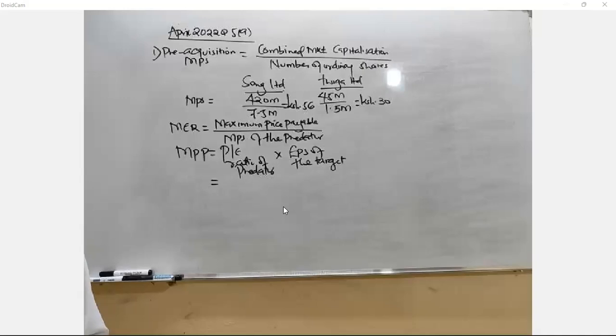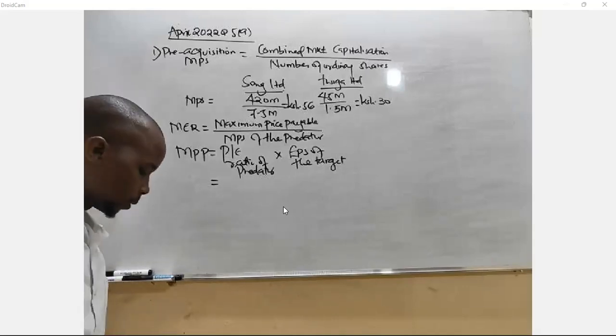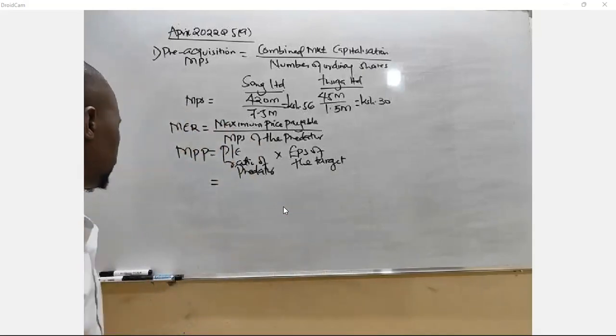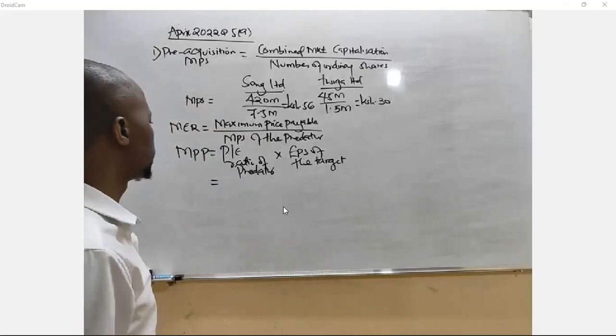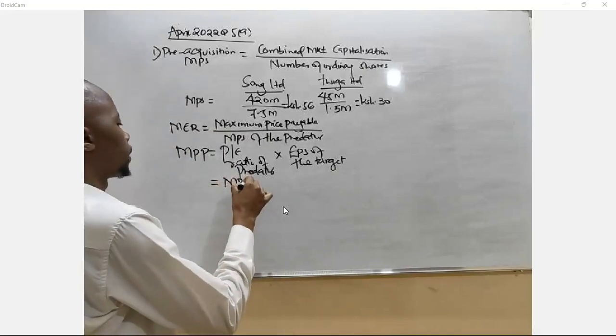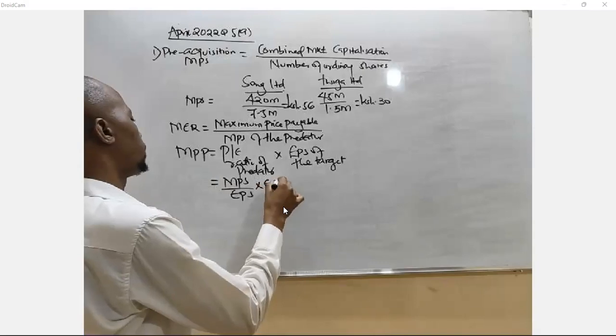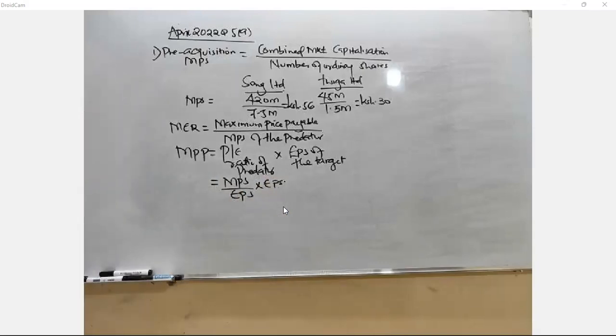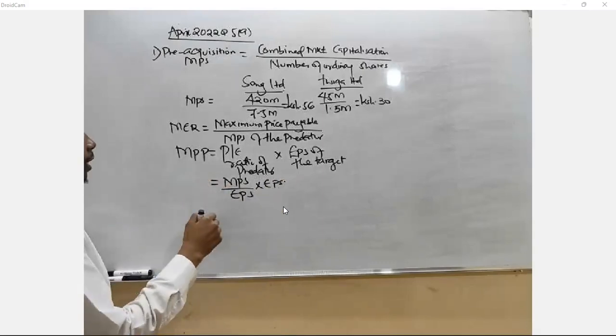Someone to tell me, how much is the market price per share of the predator? Nobody is saying the market price per share of the predator. If you are here, you can tell me. Because our formula will be the market price per share over earnings per share, multiplied by the earnings per share. This is for the predator, this is for the target. Now, the market price per share of the predator is how much?